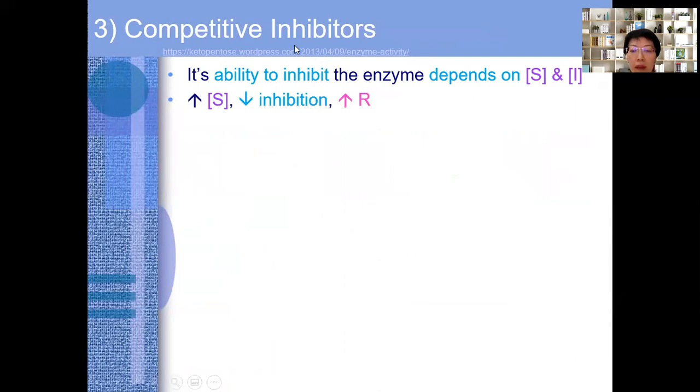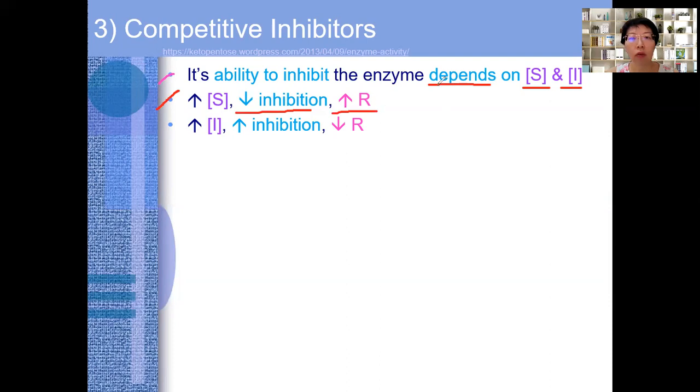So I elaborated about this. The ability of competitive inhibitor to inhibit the enzyme depends on both the substrate concentration and inhibitor concentration. So therefore, elaborate further. How does it affect? Because it said it depends on, right? So when I increase the substrate concentration, I will be able to reduce the inhibition. Therefore, the rate will increase, because in the curve, when you increase the substrate concentration, the curve increases.